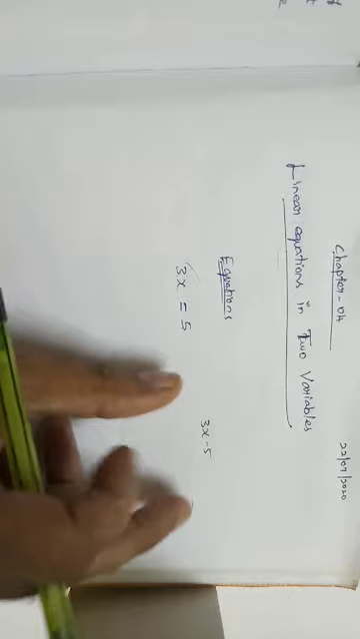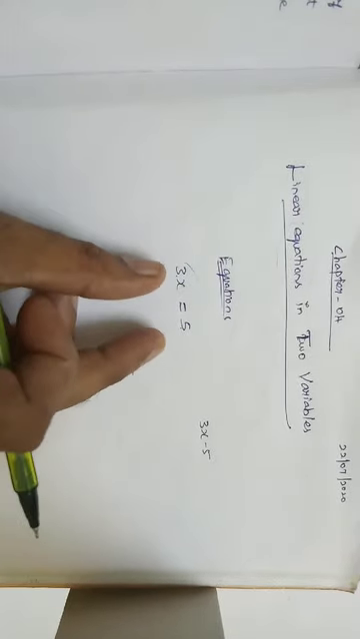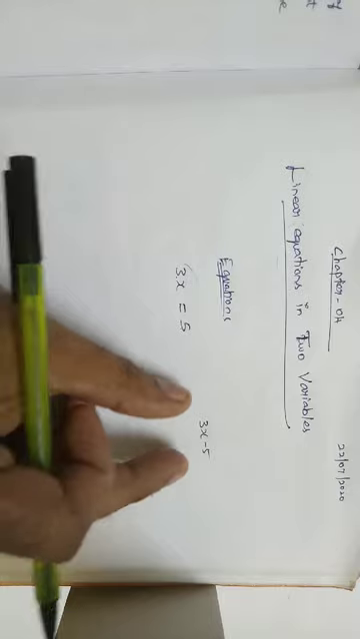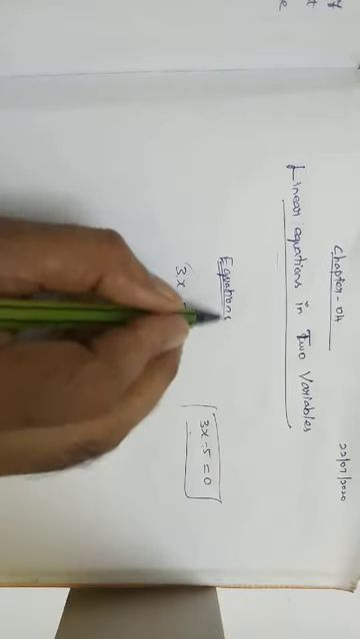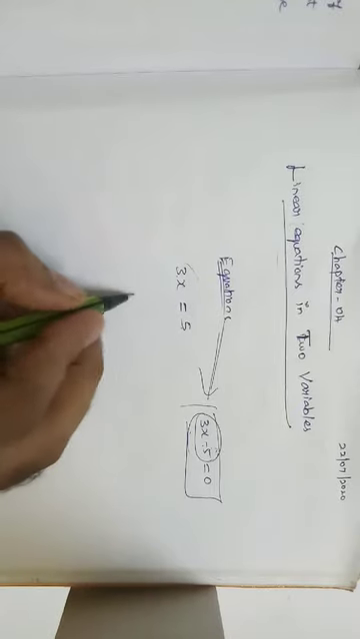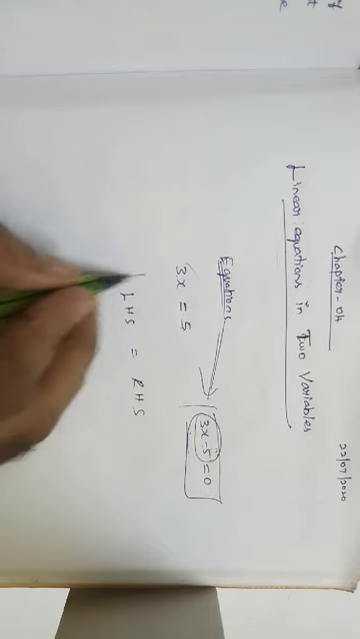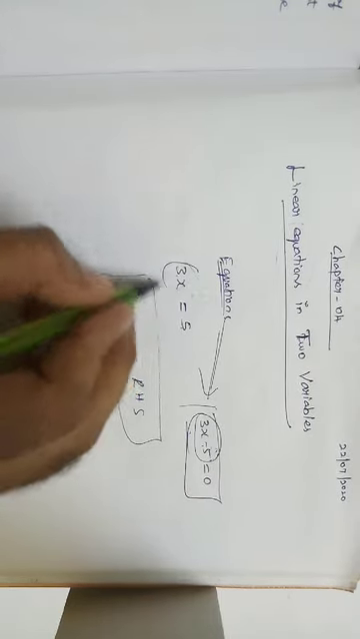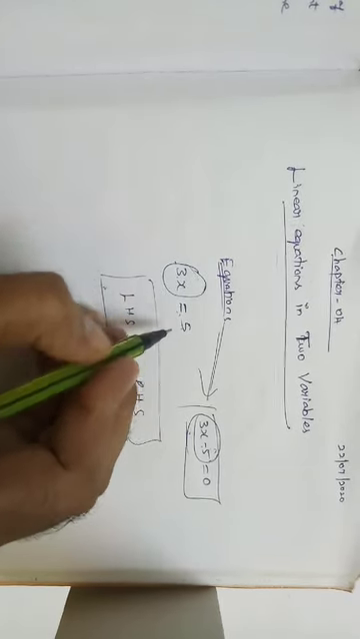Suppose I write only 3x minus 5 alone. This is a linear polynomial, that's all, but there is no equal to symbol, so we can't call it an equation. Whenever we have an equal symbol in a polynomial, then the polynomial becomes an equation. If 3x minus 5 is equal to 0, then it becomes an equation. LHS is equal to RHS, where LHS is the left hand side of the equal symbol and RHS is the right hand side.